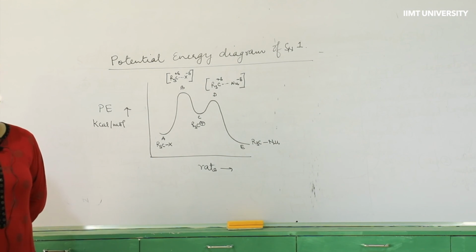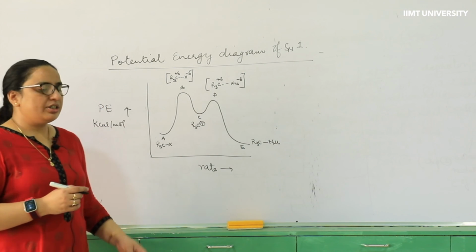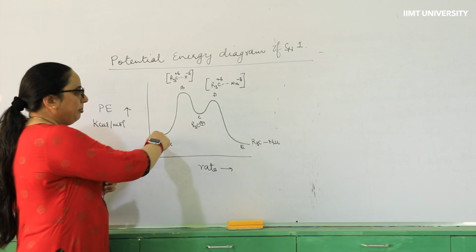So this is the potential energy diagram for the SN1 reaction, and the various stages and the associated potential energy amounts can be shown by this curve.